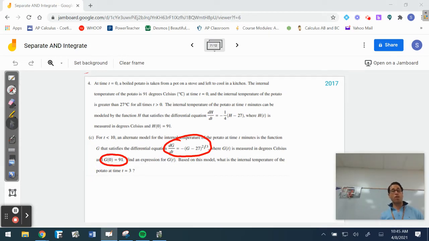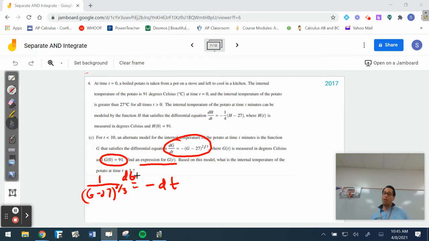All right, so what are they asking me to do here? They say find an expression for g of t. So if they're asking me to find g, we should automatically think separate and integrate, right? Well, how do I separate this? And boy, did they struggle this year on this one. But we shouldn't have, right? We're just going to divide on both sides. I'm going to keep the negative out here with the dt. Shame on me, that should be a dg. That's the separation. Now we're going to integrate.